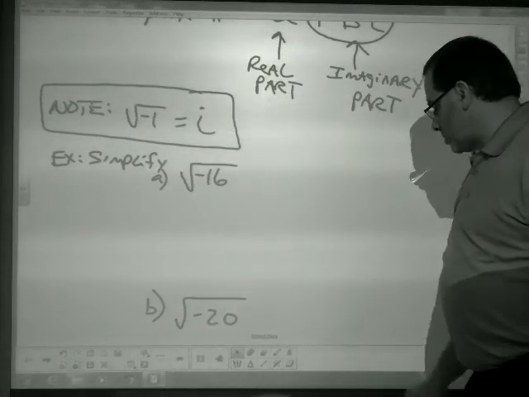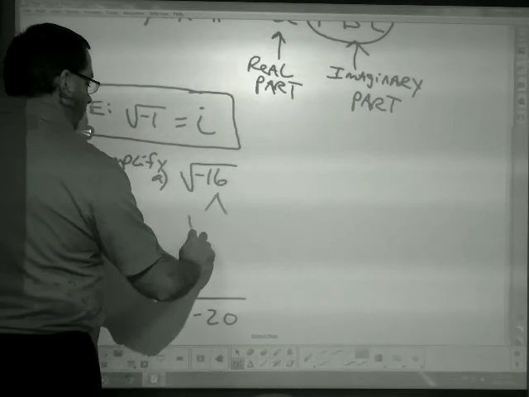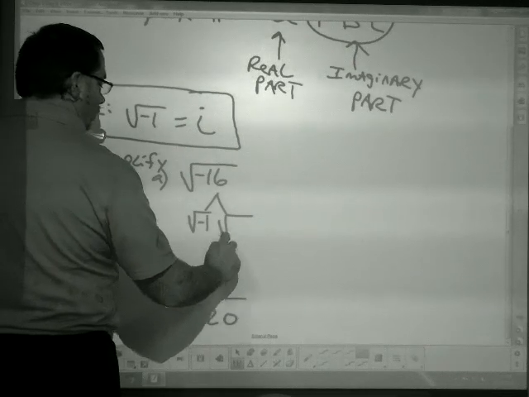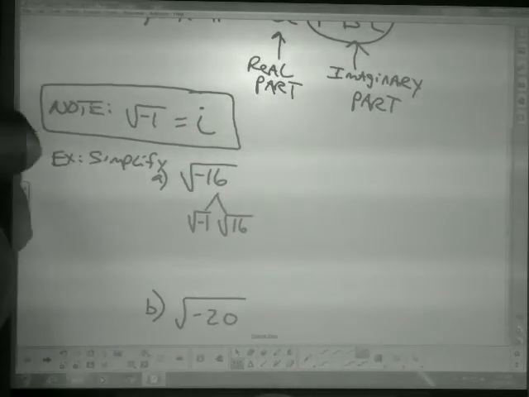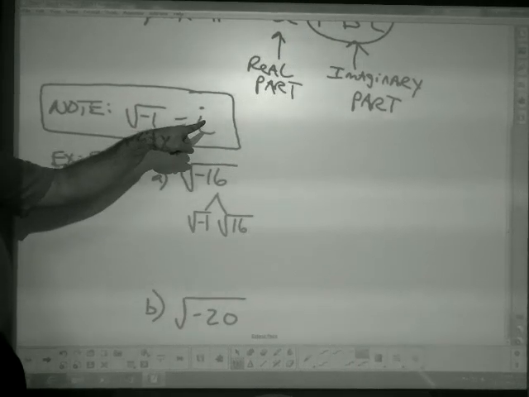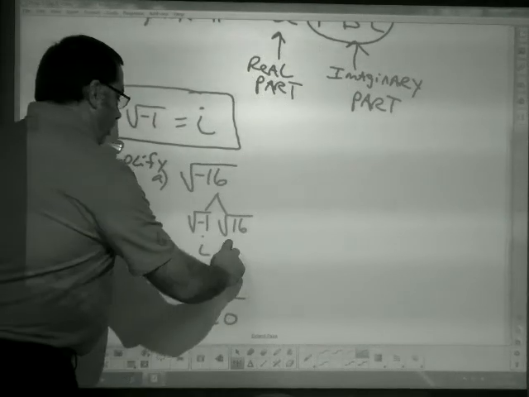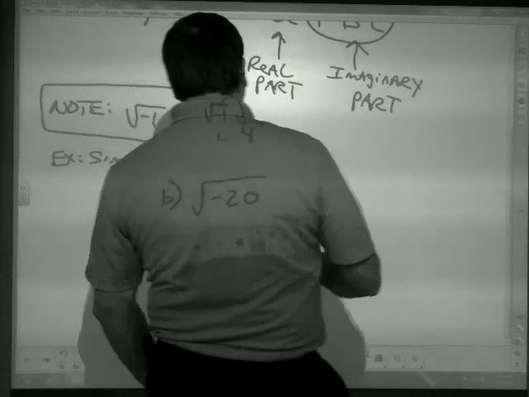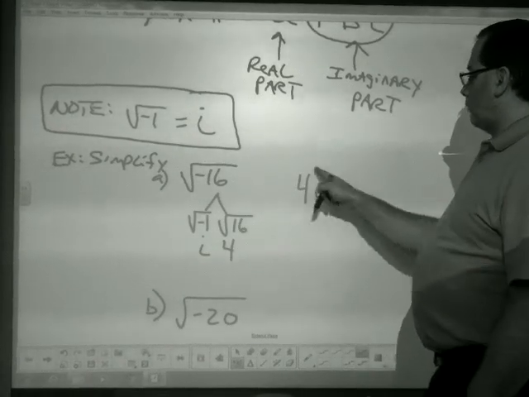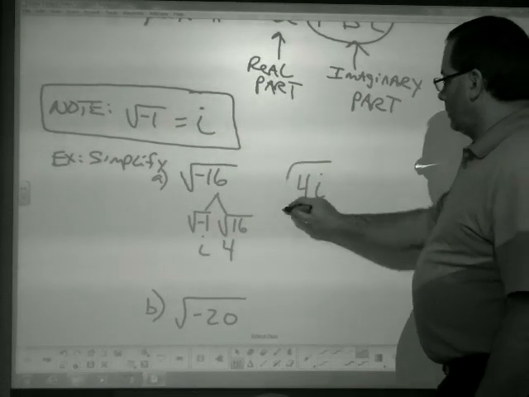So if it says simplify the square root of -16, what we do is we break it down. We have the square root of -1 times the square root of 16. The square root of -1 is I. The square root of 16 is 4. And we write this as 4I. We like to put the whole number out front, then the I, and then if there's a radical left over, we'll write that after it.